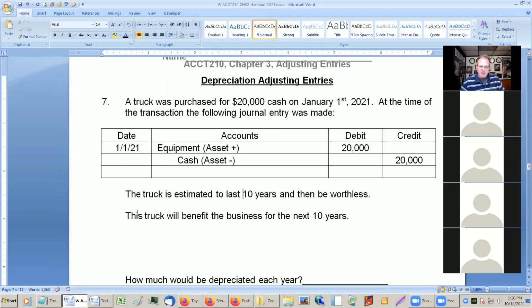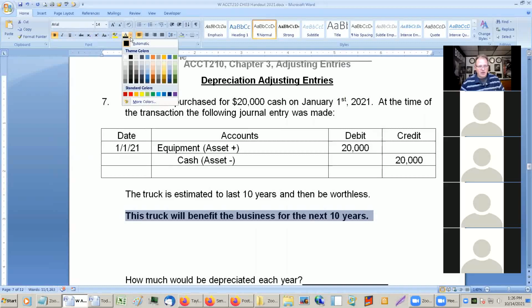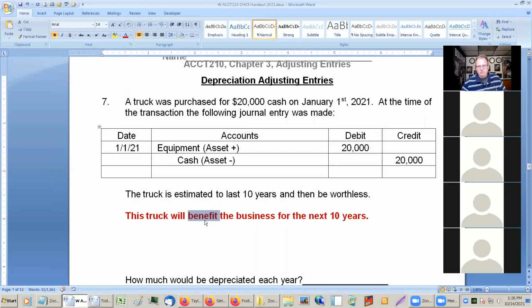So, the life of 10 years. Notice that this means having this truck will benefit the company for the next 10 years. And so the question is, well, how much of this truck are we going to use up each year? The truck is estimated to last for 10 years and then be worthless. So it costs $20,000.